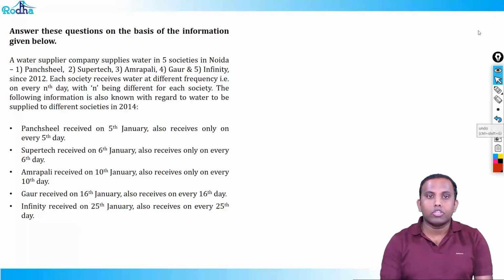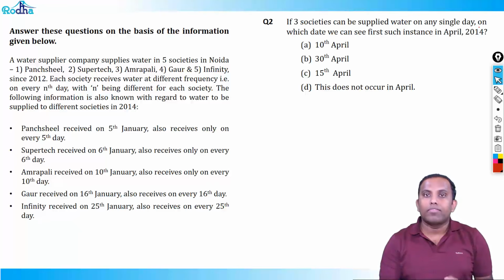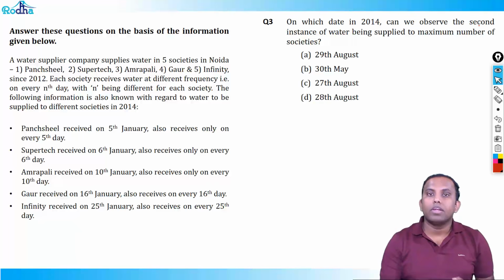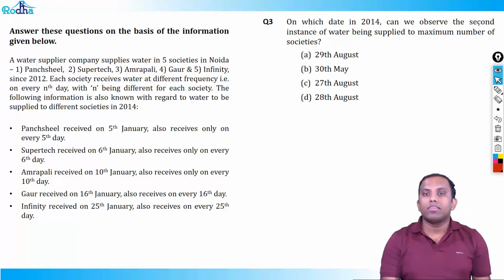This is question 1. What is the maximum number of societies that will be supplied water on any single day in 2014? Question 2. If 3 societies can be supplied water on any single day, on which day can we see the first such instance in April 2014? Third one. On which date in 2014 can we observe the second instance of water being supplied to maximum number of societies? And fourth one.